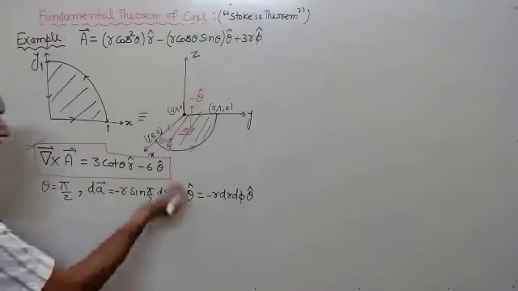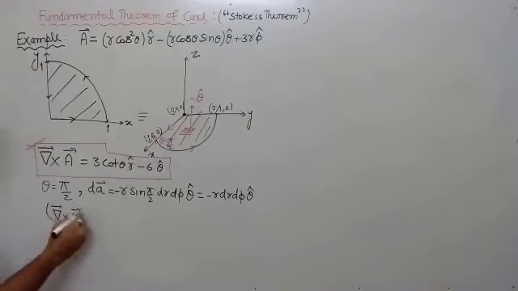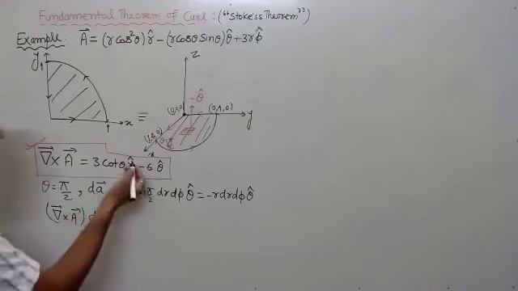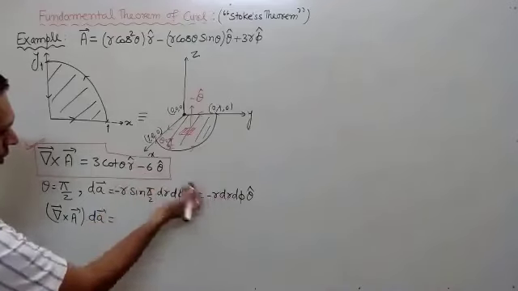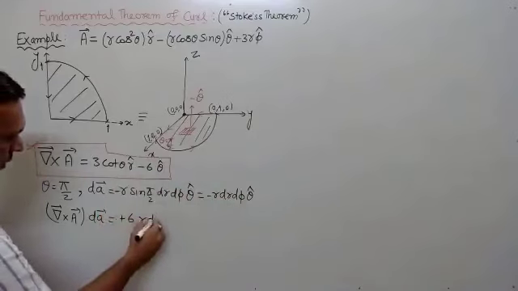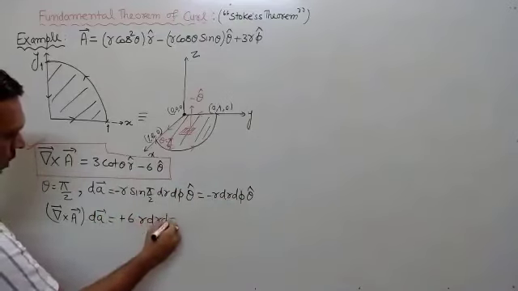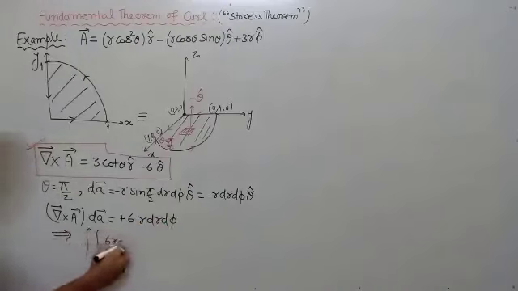And then take the dot product, del cross A dot dA. What will be del cross A dot dA? Taking the dot product, r dot theta will be 0. So this is plus 6 r dr d phi. So what will be this integral? 6 r dr d phi.